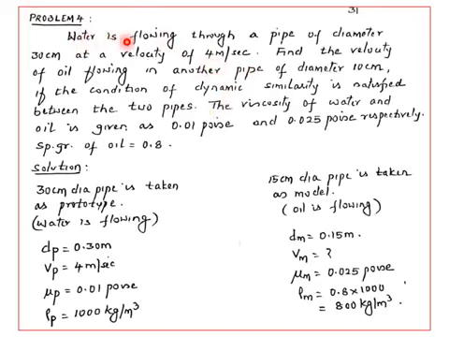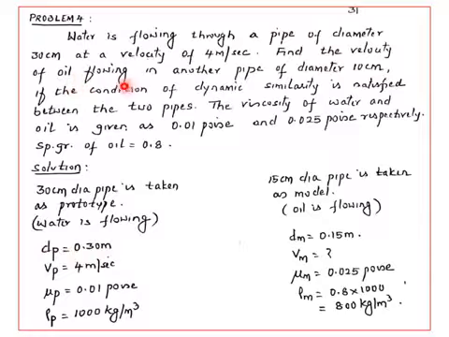So here water is flowing through a pipe of 30 centimeters diameter, which is treated as the prototype. The water is flowing at a velocity of 4 meters per second. Therefore Vp is 4 meters per second, and dp, the diameter of the prototype, is 0.3 meters.